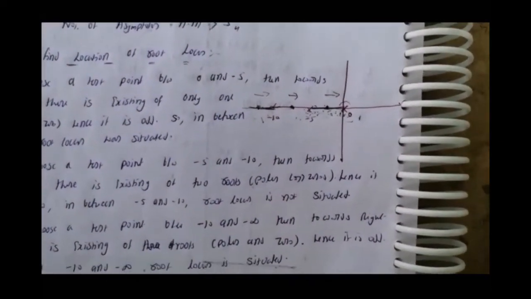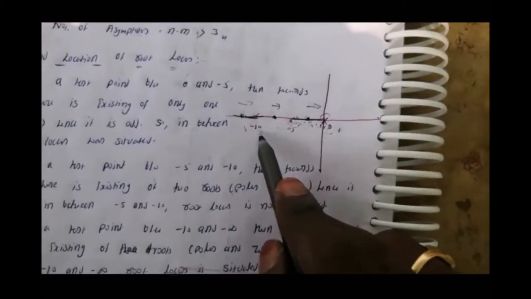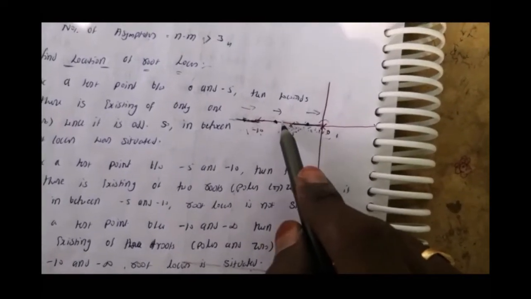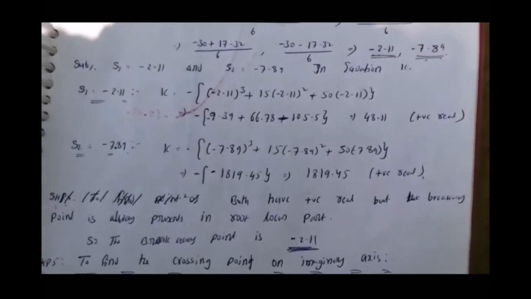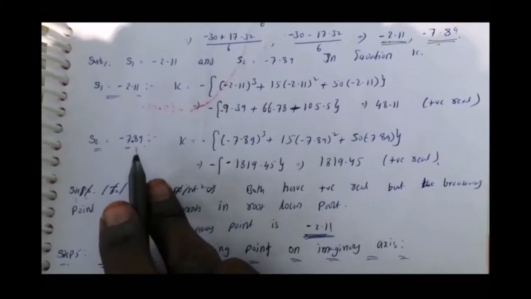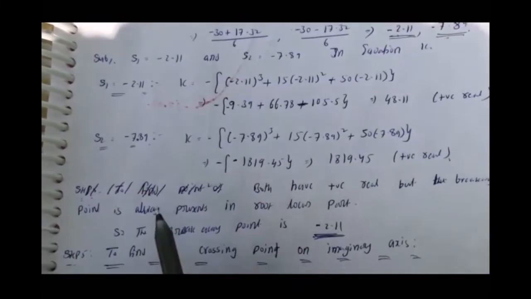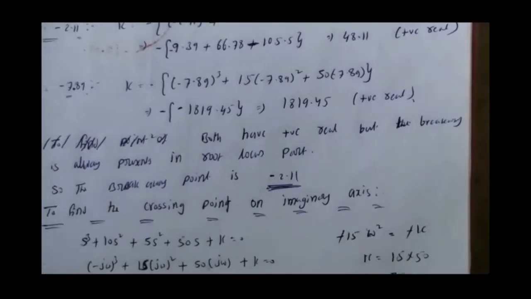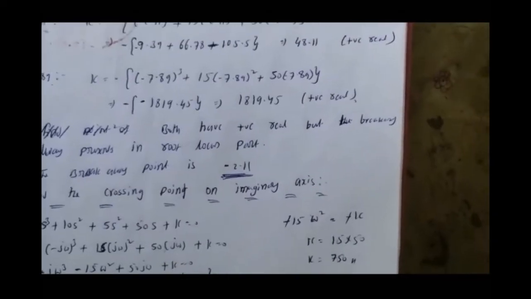And the next one is minus 7.89, so it should be in between minus 5 and minus 10. In between minus 5 and minus 10 there is no root locus. So that's why we can't consider minus 7.89 as a breakaway point, because it is not present in the root locus. Yes, both are positive real, but the breakaway point is always present in the root locus part. So the breakaway point is minus 2.11.